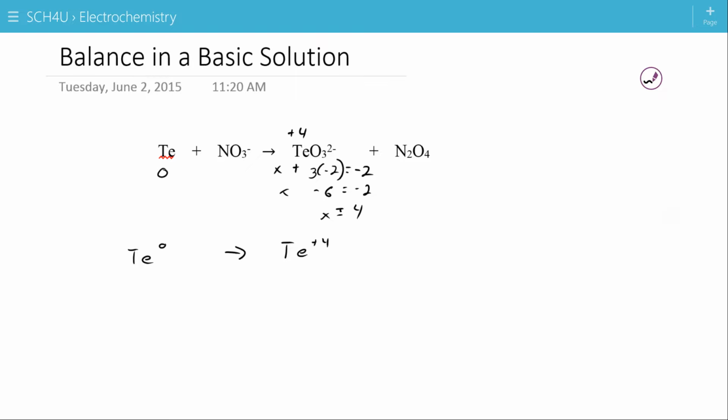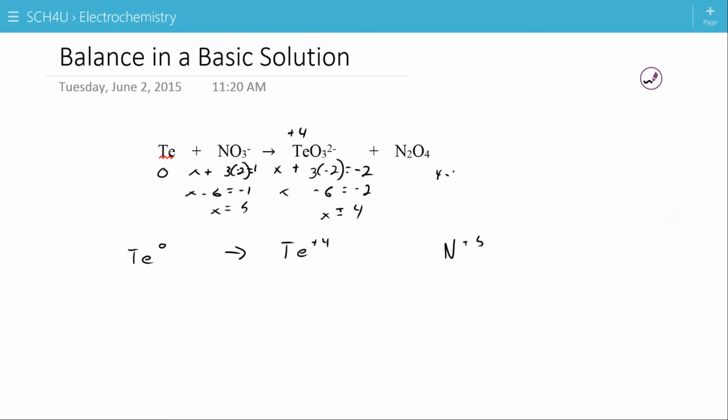On the other hand, here, nitrogen starts at, this is 3 times -2, and it's got a total to -1. So the nitrogen in this compound, x minus 6 equals -1, so x equals 5. So nitrogen starts at a charge of +5. Here it's going to go to something else.